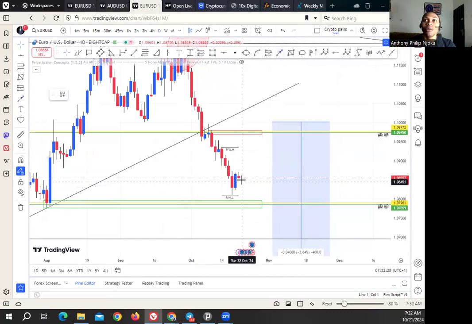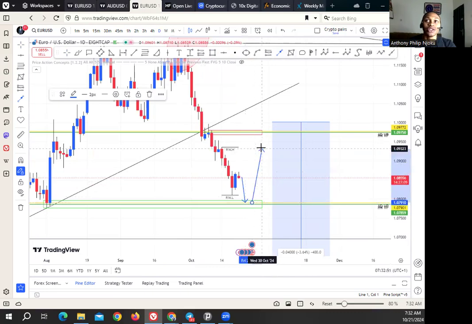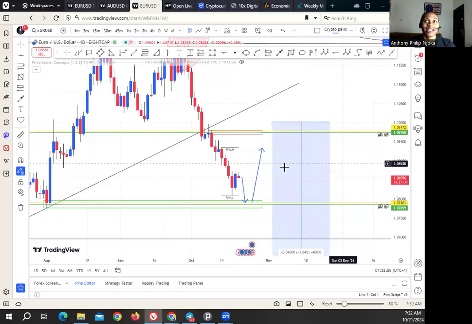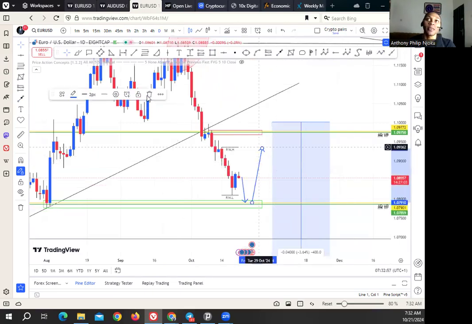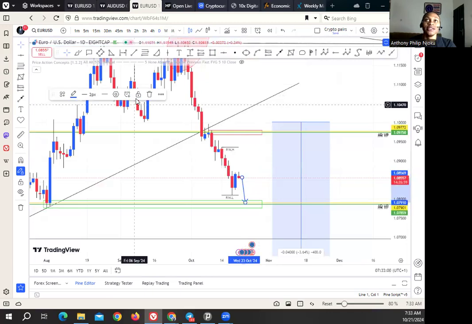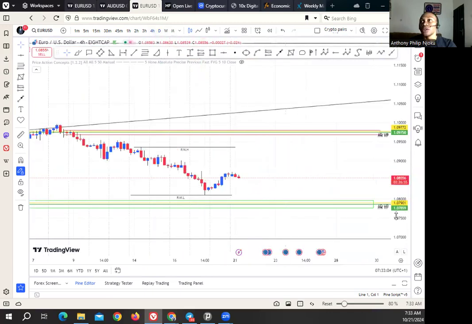So the market needs to come and take this previous week low. This is the previous week low, and this is the previous week high. It's going to take this demand level here. Once it gets to the demand level, then we can start looking for that reversal. So this is what I see on the daily time frame. With that said, let's go down to the 4 hours time frame.